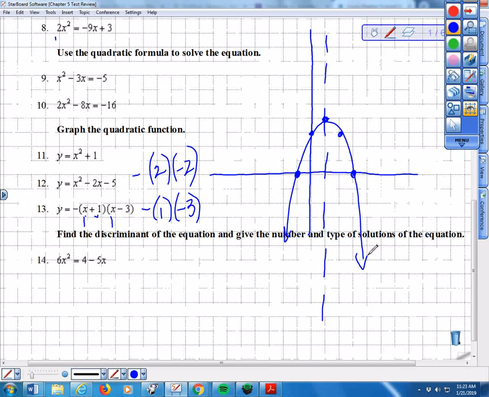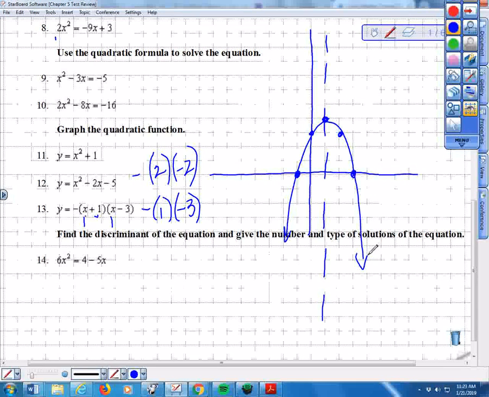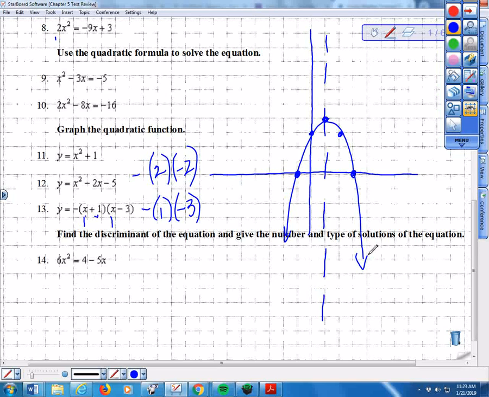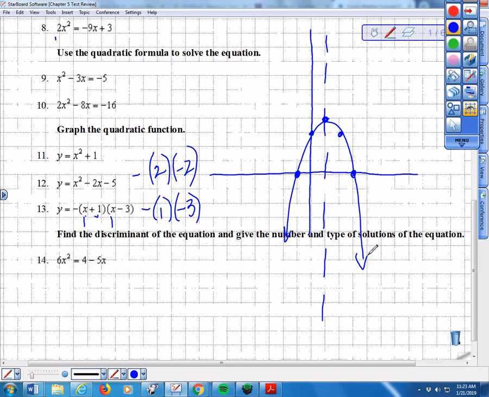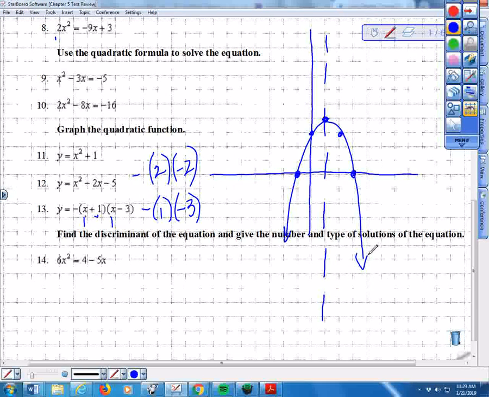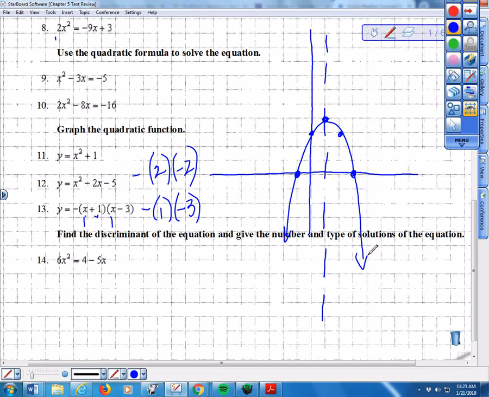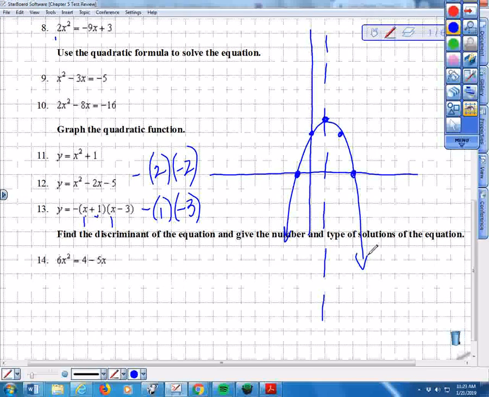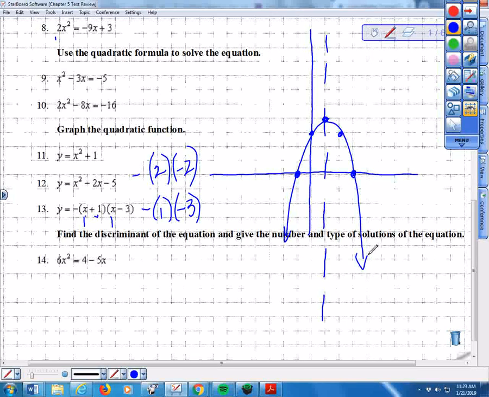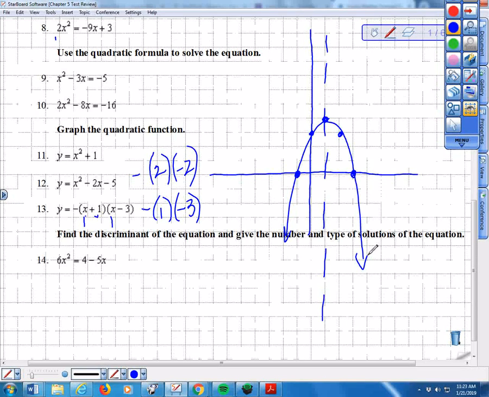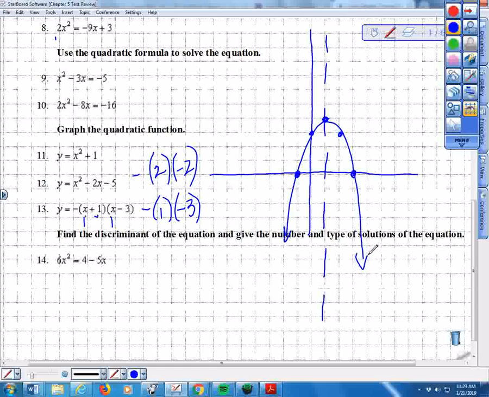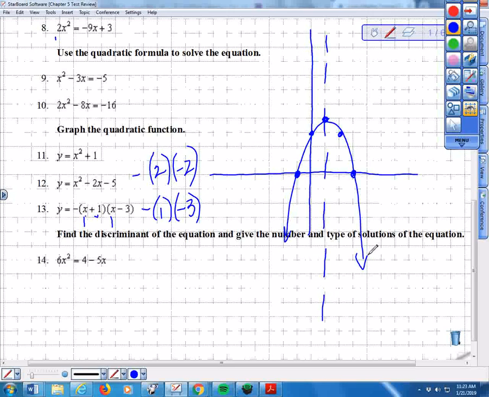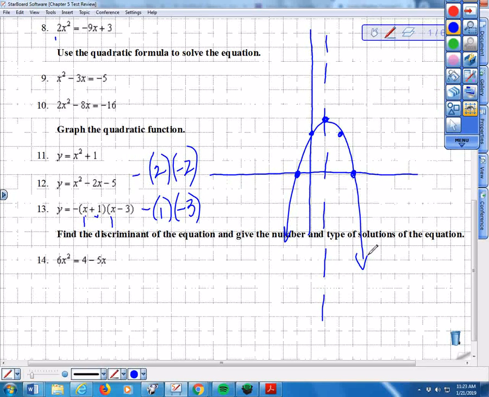Okay? If it was given to me in vertex form, I'm given the vertex just by nature of looking at the form. Given the vertex, to find the y-intercept, just plug in 0 for x. To find the 2 x-intercepts, set the equation equal to 0 and solve from vertex form. And then you'll have those points. Okay?